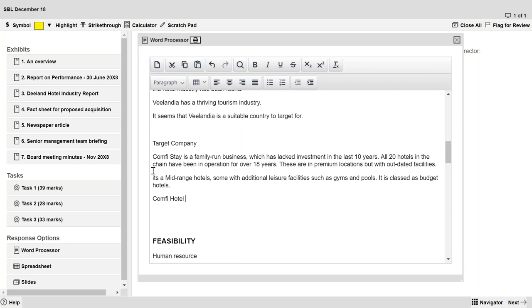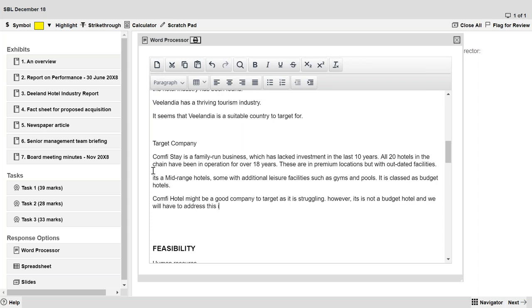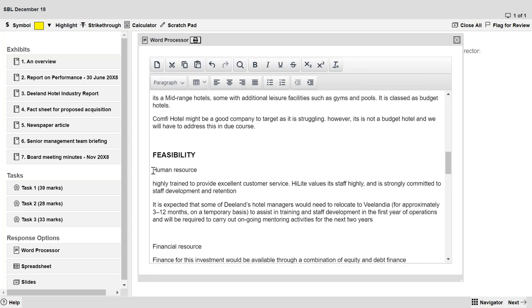Comfy Hotel might be a good company to target as it is struggling. However, it is not a budget hotel, and we will have to address this in due course. Khalas. Just write a couple of lines on what you think so that the board can debate on your comments, and that's it. You're done. Feasibility.